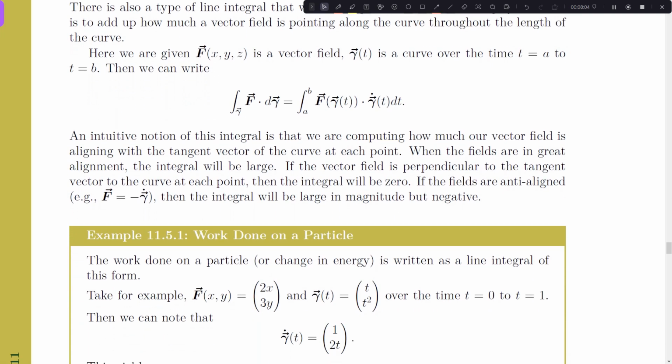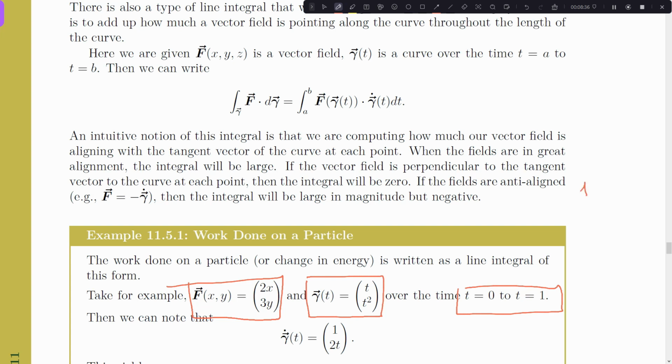The total work done on a particle as it moves through a force field is calculated with line integrals. So let's consider my force field F of x, y as 2x and 3y. Meanwhile, the path that a particle takes through that force field is gamma of t equals t, t squared, and the time interval is 0 to 1. So before I even look at the solutions, let's just think to ourselves, how should we set this up? Because it's not that hard to set up.